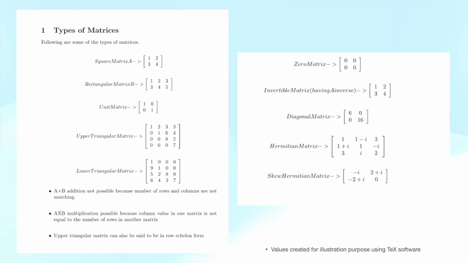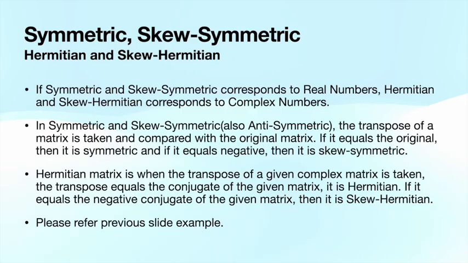Next, if we see skew Hermitian, similarly it is a 2 by 2 matrix. It is very simple to understand. Minus i, 2 plus i are along the first row, minus i, minus 2 plus i along the second row. So, the definition of skew Hermitian: if the transpose of a matrix equals the negative conjugate of the given matrix, then it is skew Hermitian. Like a skew symmetric matrix, when we take the transpose of a matrix and see that it equals the negative of the given matrix.